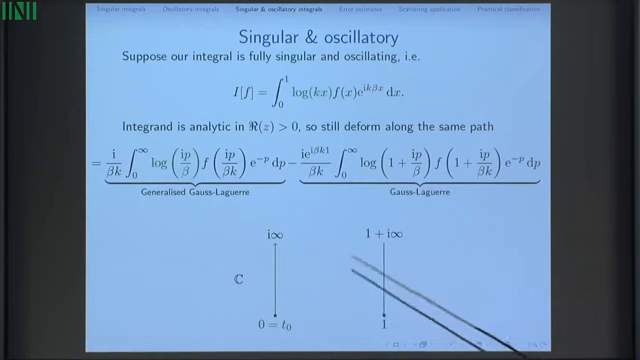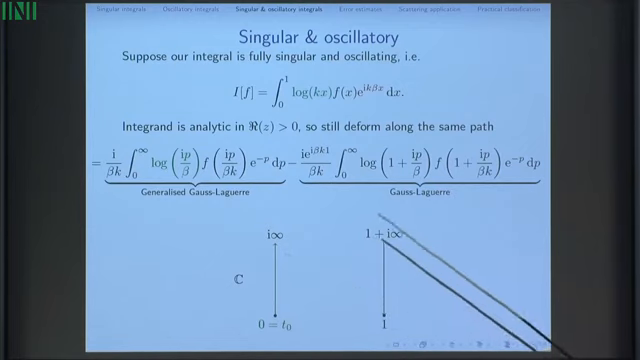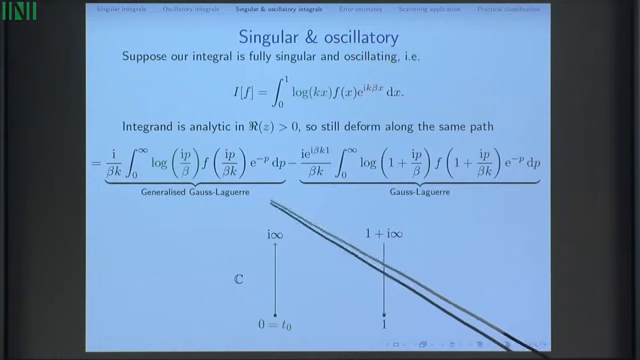Okay, and the idea is the same as on the previous slide. The singularity is at 0, but in the interior of this region in the complex plane, we're still analytic. However, now we have an infinite contour here, for which we are singular at 0. And all we have to do is just use generalized Gauss-Laguerre.